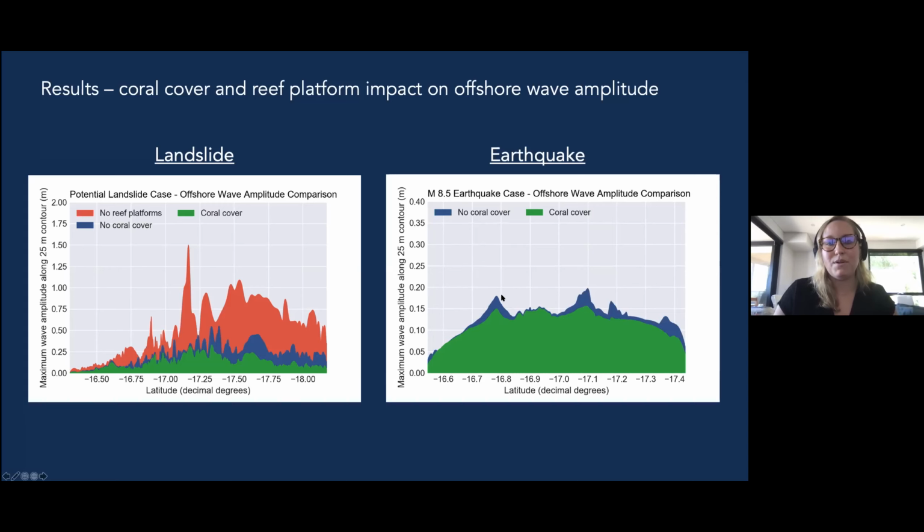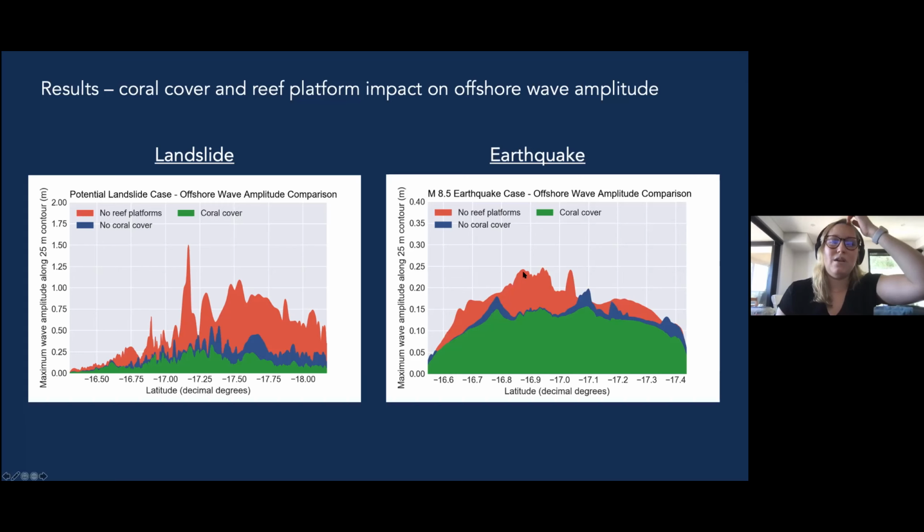And so on a percentage-wise basis, though, it does seem like there is a buffering effect, but it doesn't appear to be as large as it is for the landslide case here. And then when we remove the platforms once again, we find that we do get jumps in wave amplitude, but not nearly as large percentage-wise as we would get for the landslide case. So why does this happen?